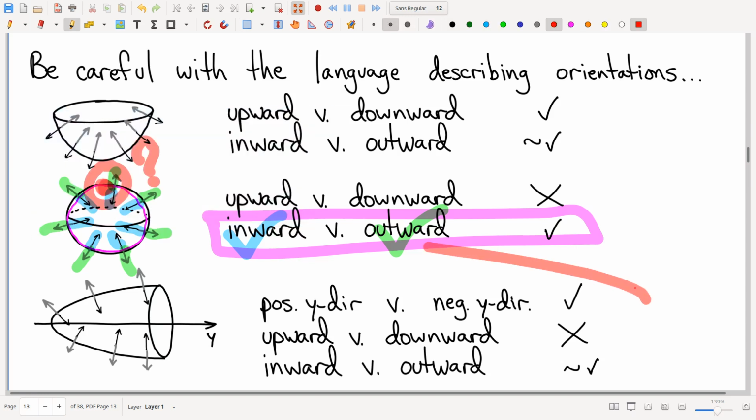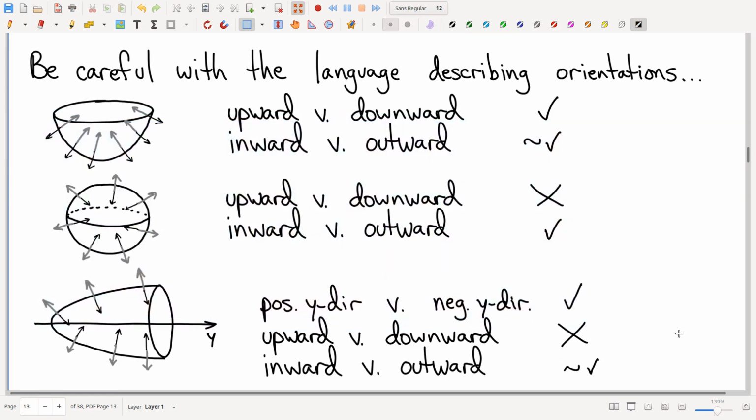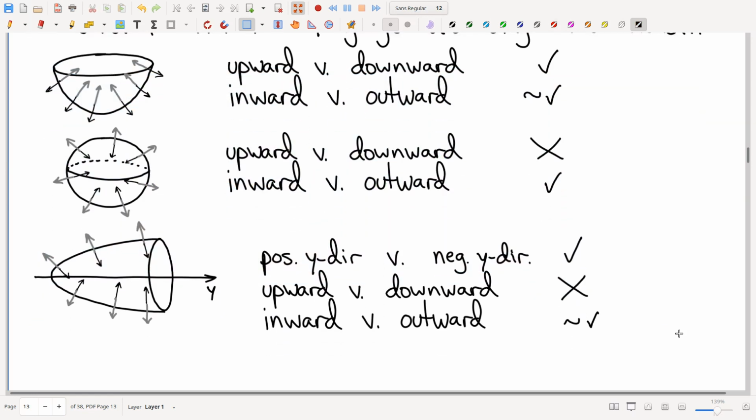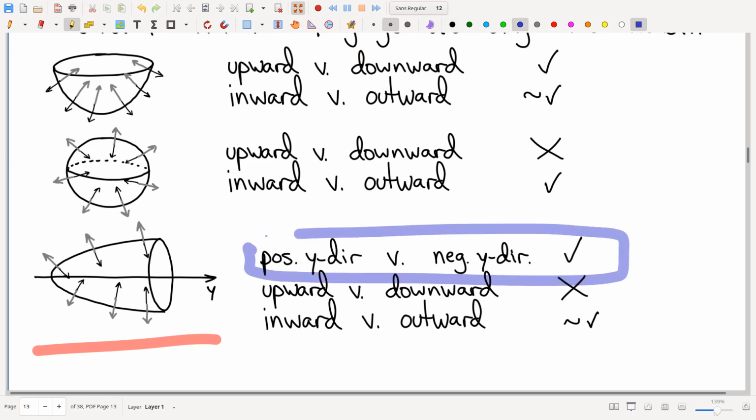Let's see if I can. So, third example down here, I'm going to let y'all mostly read this one. Depending on the circumstance, again, just think carefully. I think the best way to do it here is to notice that looking in the y direction, each of these orientations is either entirely in the positive y direction or entirely in the negative y direction. And upward and downward doesn't make any sense at all.